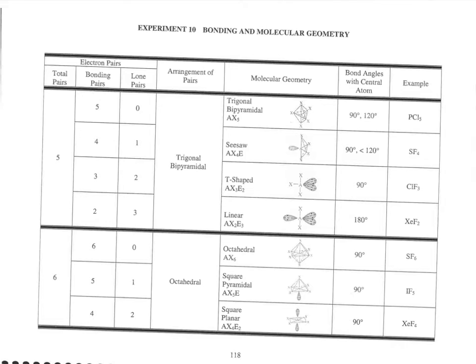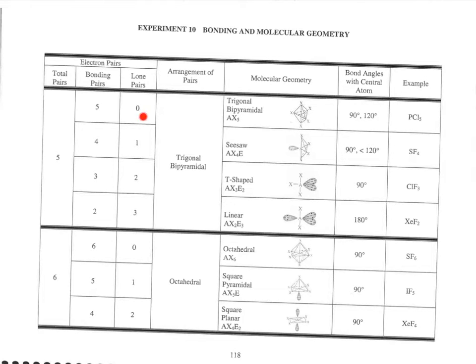If the total pairs is 5, then we have 4 cases: 5 bonding pairs, no lone pair; 4 bonding pairs, 1 lone pair; 3 bonding pairs, 2 lone pairs; and 2 bonding pairs, 3 lone pairs. All of these have 5 total pairs, so the arrangement of pairs is trigonal bipyramidal. But the molecular geometry is very, very different.